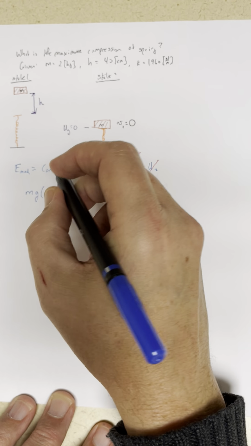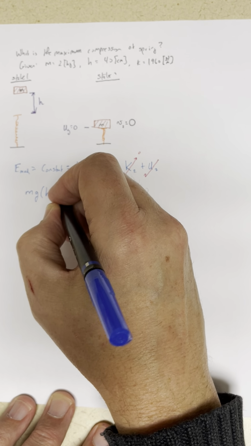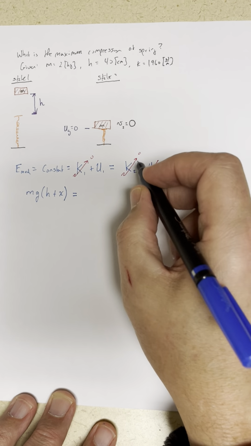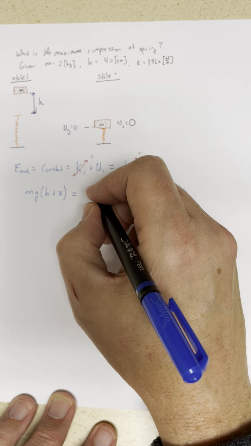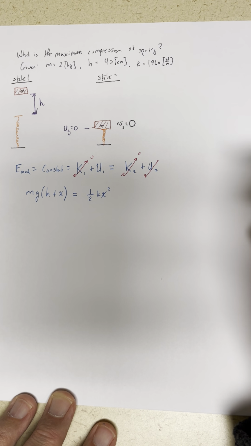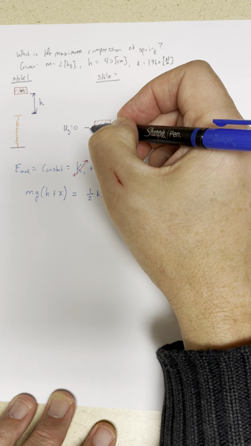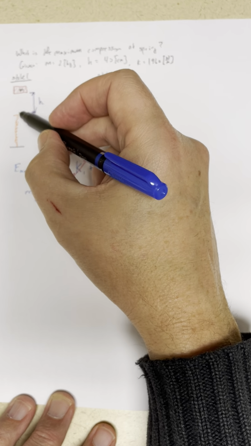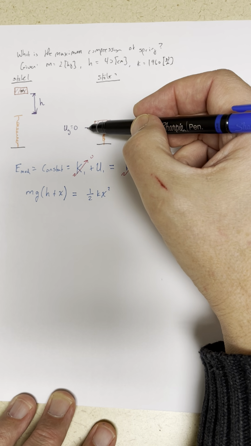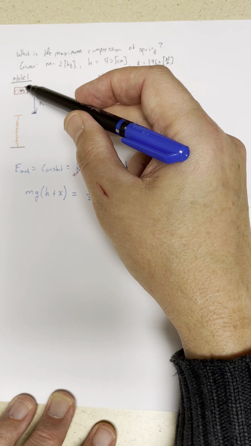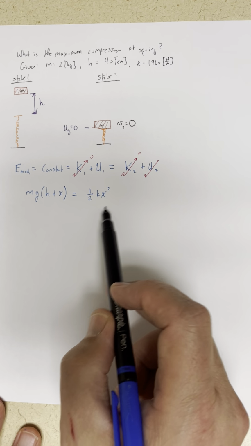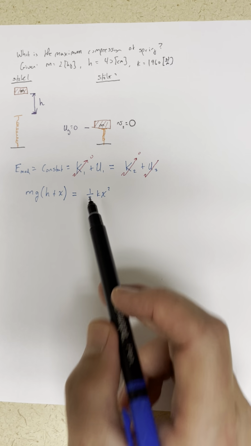So mg(h plus x) equals the elastic potential energy stored in the spring, and the spring is going to be compressed by an amount x. So if this is where x equals 0, from that distance down to this distance is x, and so the initial height of the mass is x plus h high. So all that gravitational potential energy becomes elastic potential energy.